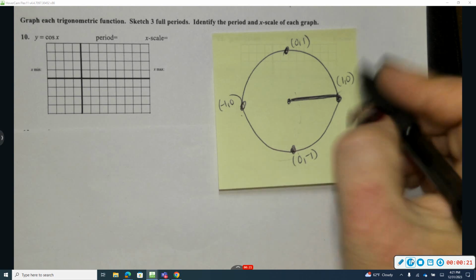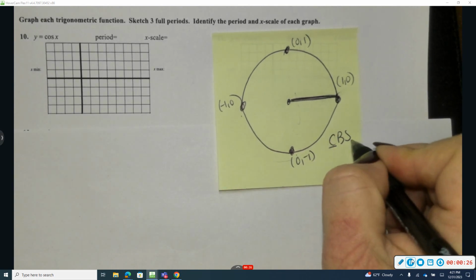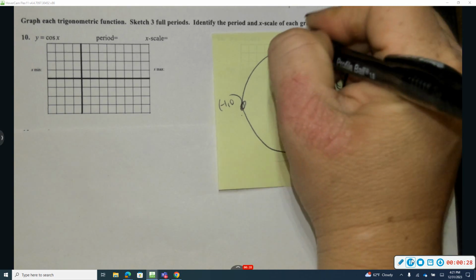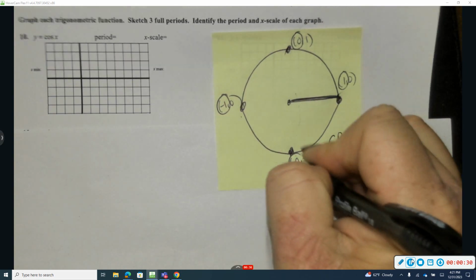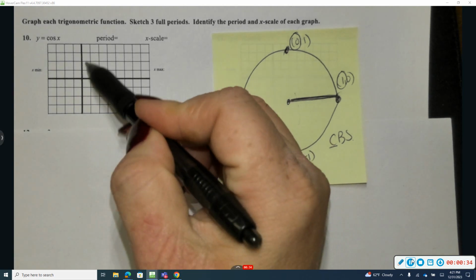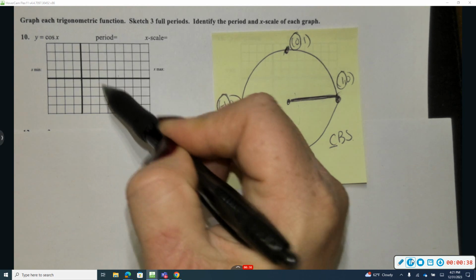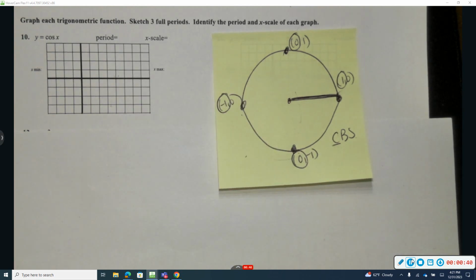So remember, CBS, cosine always comes before sine. So I'm going to circle this time the first value in the ordered pair. Now, when we did sine, we thought of it as a hill and then a valley for our 4 steps. We started here, we went 1, 2, 3, 4, if you watched the previous video.